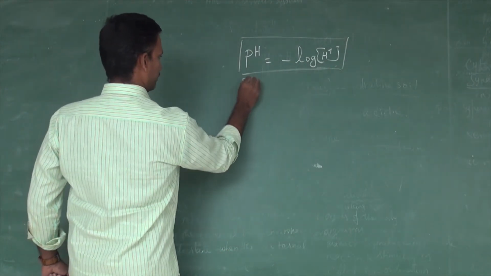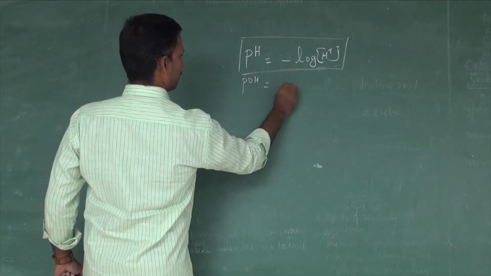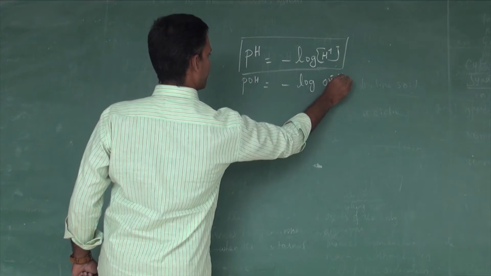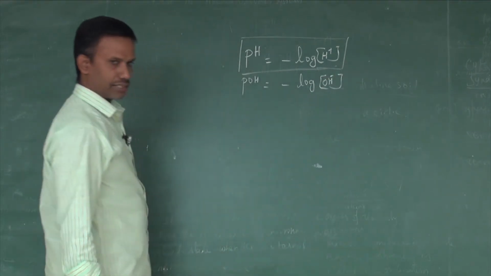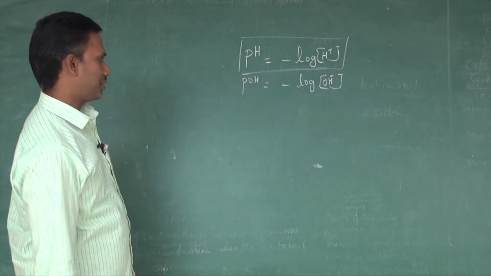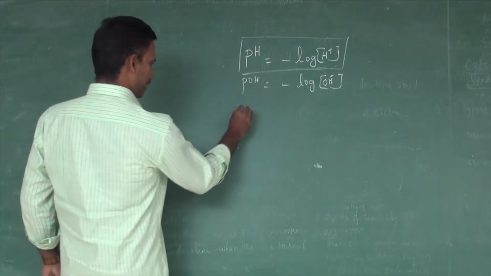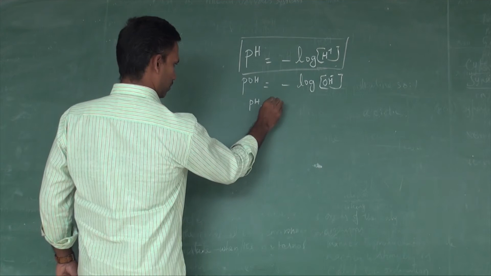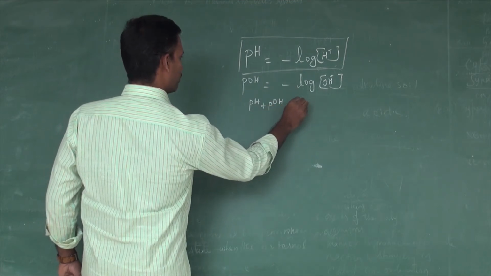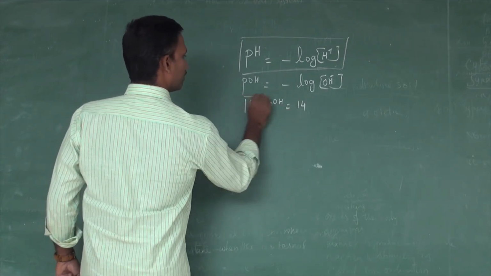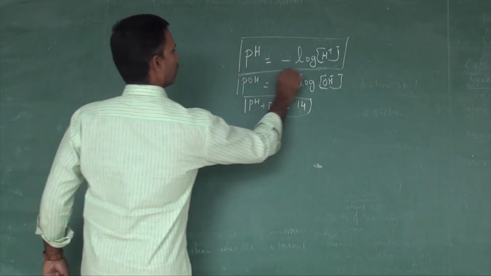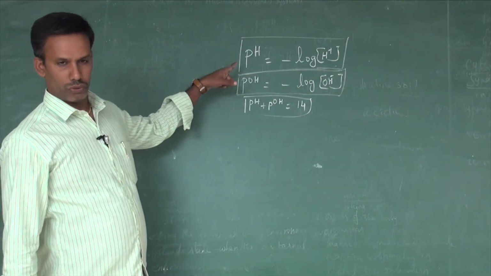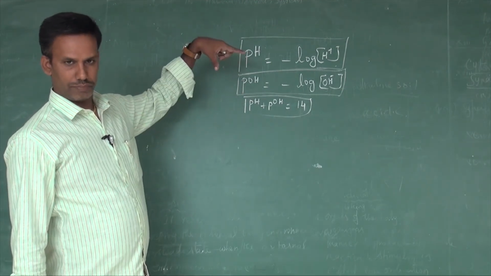pOH equals minus log of OH minus ion concentration. Then pH plus pOH equals 14. These three important formulas you should know before the calculation of pH.